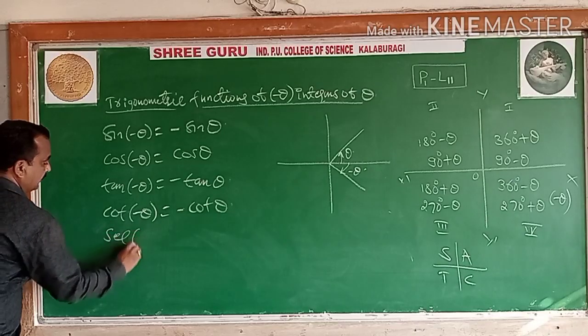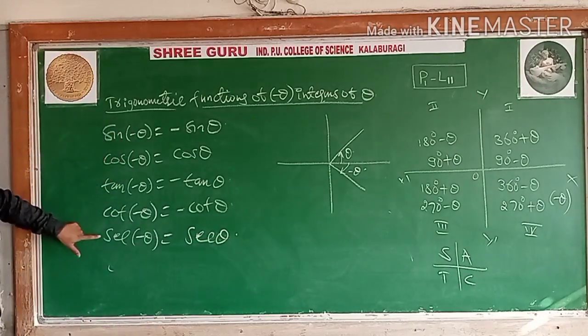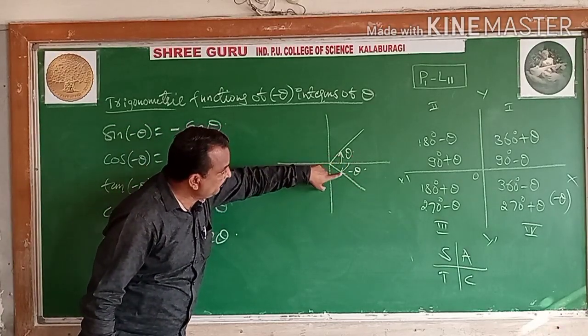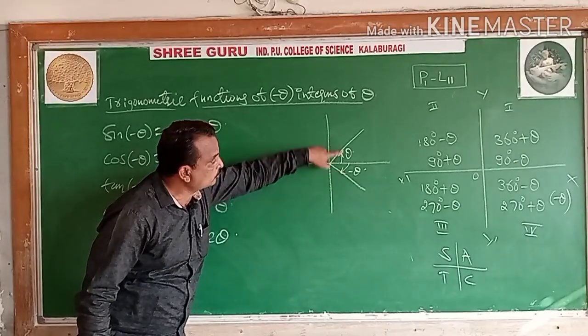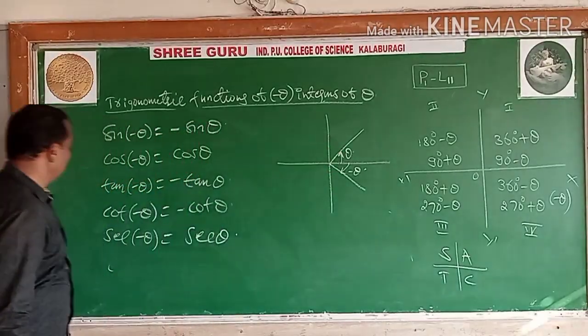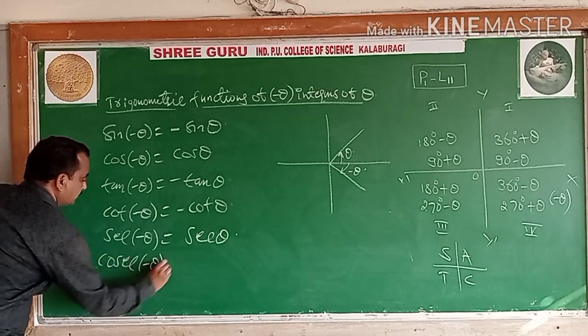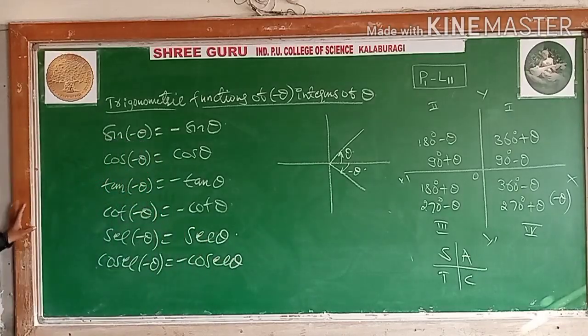Sec of minus theta, plus or minus? Plus. Cos and sec are positive in the fourth quadrant. Which quadrant is it? Fourth quadrant. Negative angle means the terminal side of this angle falls in the fourth quadrant. This is in the first quadrant. Cosecant of minus theta is minus cosecant theta. So this is about the negative angle.